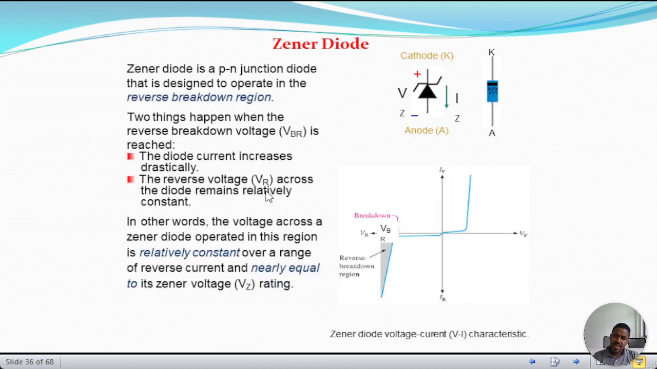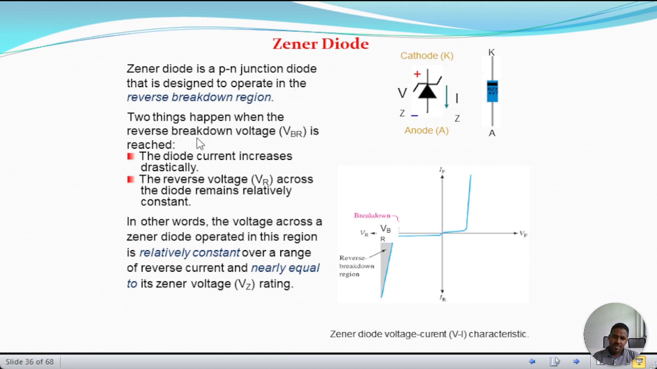Let's see the next special type of diode, the Zener diode. The symbol looks like this. It mostly works in reverse bias. This side is the cathode side, and this side is the anode side. But the operation or functionality of a Zener is in the reverse direction. The Zener is a PN junction diode that is designed to operate in the reverse breakdown region.